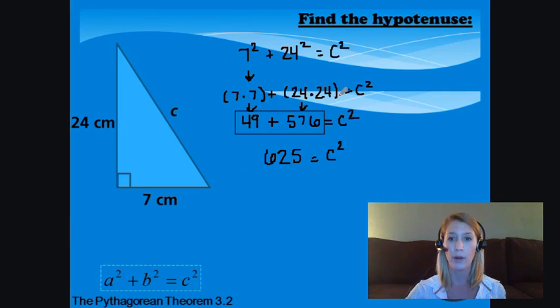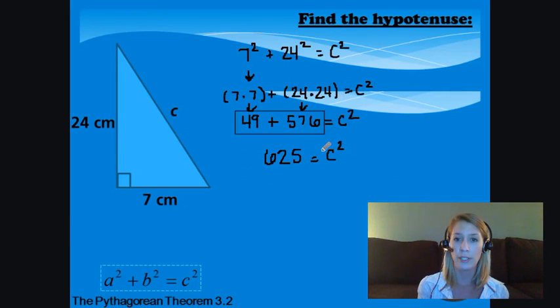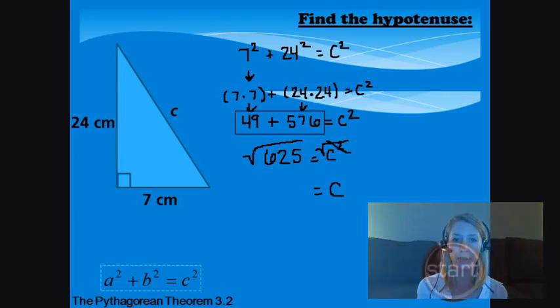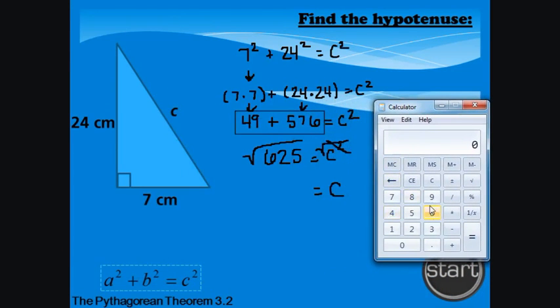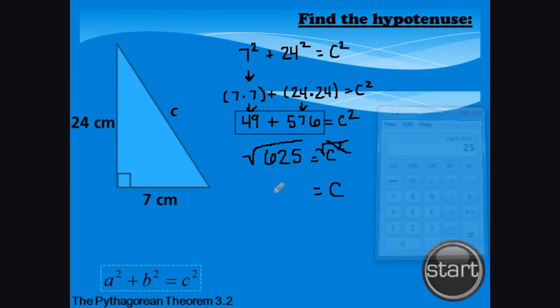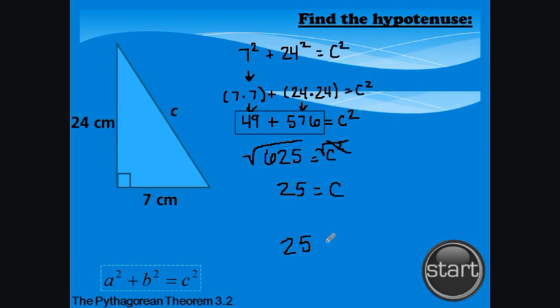So going back to our problem, in order to undo this squaring, we need to find the square root of both the left and right side of our equation. When we do that, those cancel out. We're only left with C, which is our hypotenuse. And if we use a calculator, which I'll pull up right here, we have to find the square root of 625, which is 25. So in short, the length of the hypotenuse of this right triangle is 25 centimeters.